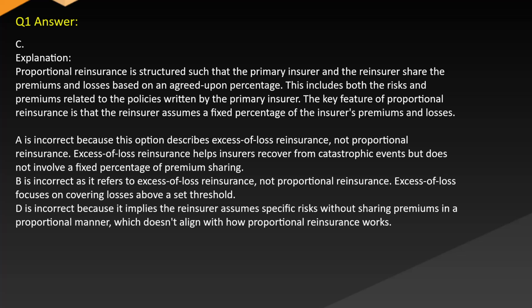A is incorrect because this option describes excess loss reinsurance, not proportional reinsurance. Excess loss reinsurance helps insurers recover from catastrophic events but does not involve a fixed percentage of premium sharing. B is incorrect as it refers to excess loss reinsurance, not proportional reinsurance. Excess loss focuses on covering losses above a set threshold. D is incorrect because it implies the reinsurer assumes specific risks without sharing premiums proportionally, which doesn't align with how proportional reinsurance works.